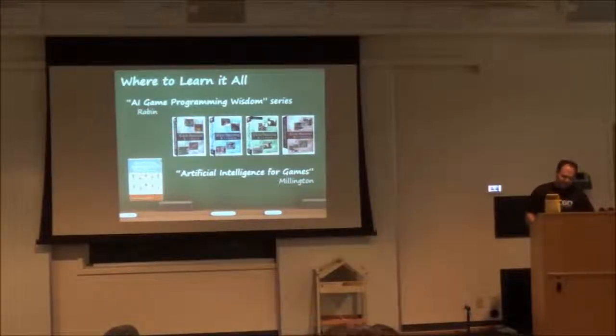Ian Millington's book, Artificial Intelligence for Games, was a textbook I used that I highly recommend. He's also got a physics book as well. Oh, does he now? Yeah. Okay, I haven't read him or anything.